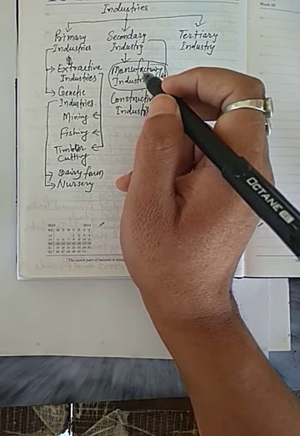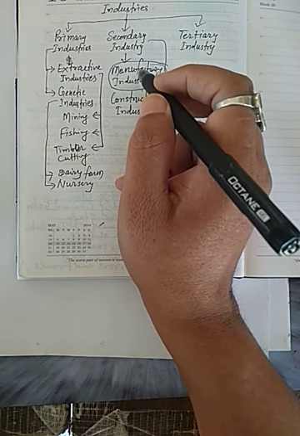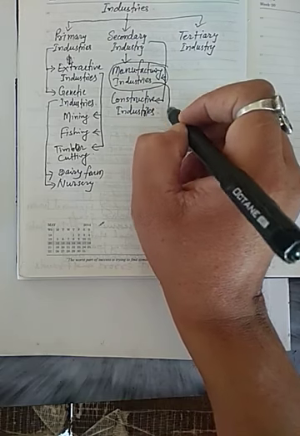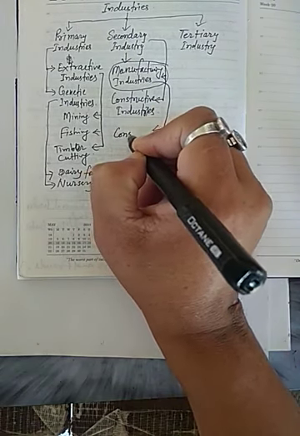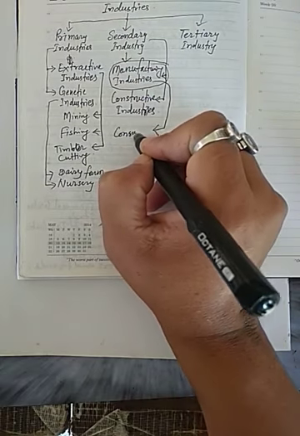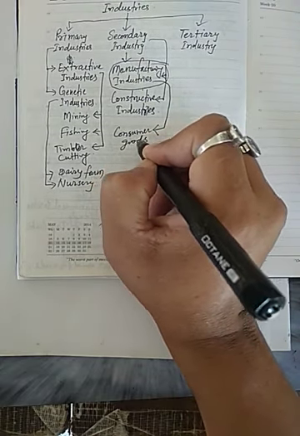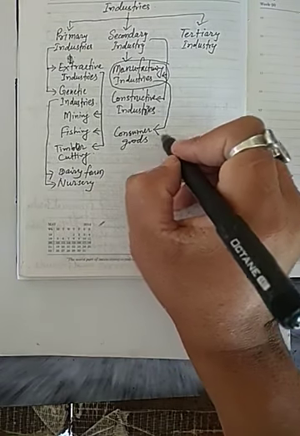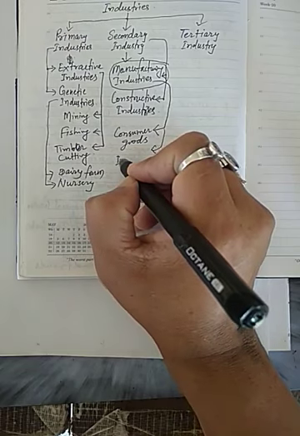There are two types of goods under manufacturing industries: first, consumer goods, and second, industrial goods.